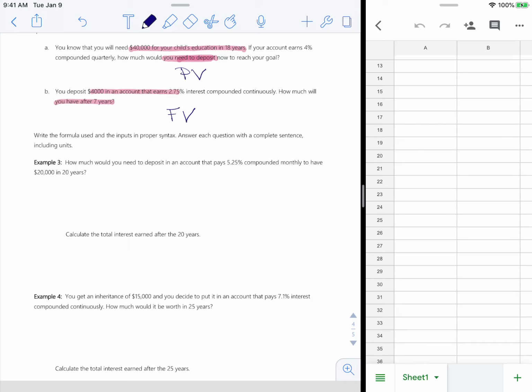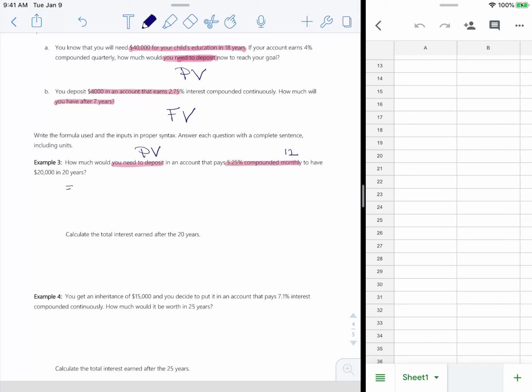So 3, it says how much would you need to deposit? Okay, right there, how much would you need to deposit? That gives it away that you need to do the PV function. In an account that pays 5.25% compounded monthly, so we talked about this in a previous video, compounded monthly means I'm going to use the number 12 because it happens 12 times a year, to have $20,000 in 20 years.